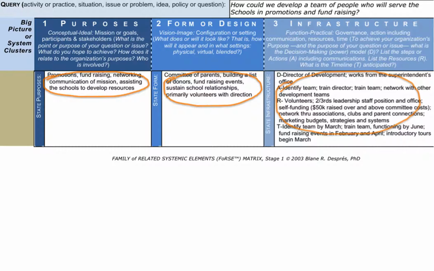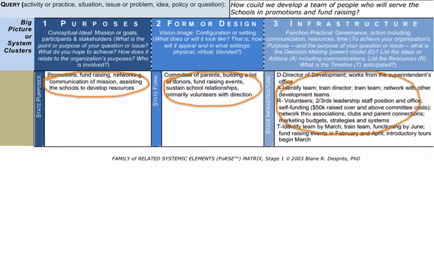Moving on to the infrastructure, this is in support of the other two clusters, the purposes and the form or design. This leads us to further details that are meant to support those other two clusters. Do they? Is there enough detail in here? Again, this is a good starting list. There are some additional items that should be included or altered in this list.